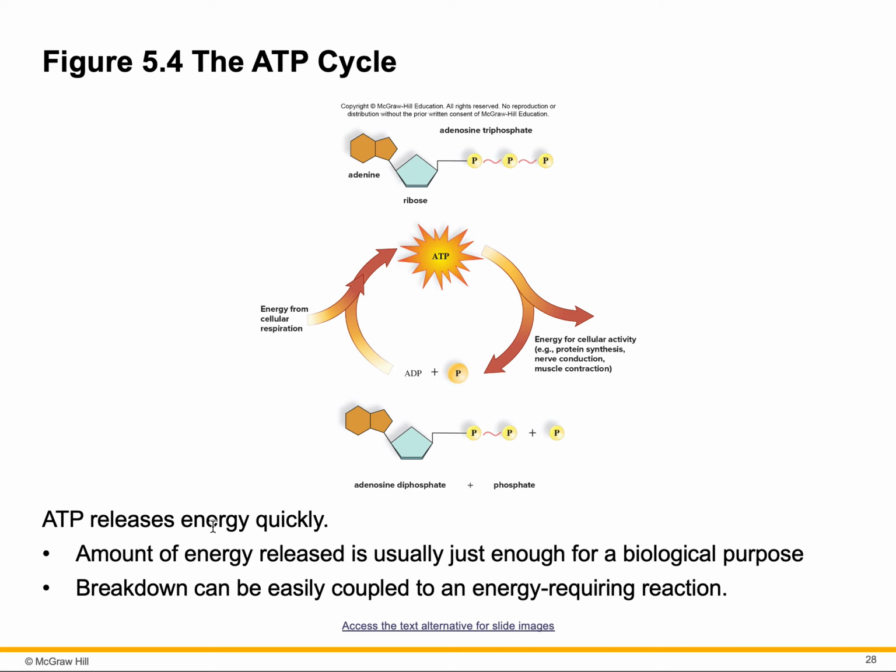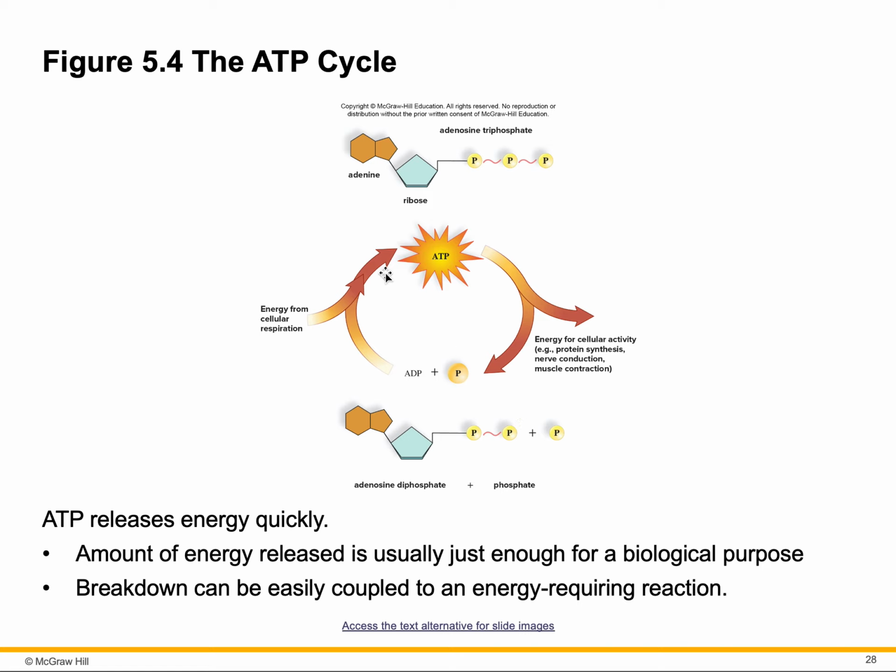So it says ATP releases energy quickly. Breakdown can be easily coupled to an energy requiring reaction. But what I really need you to know is that it comes from this last phosphate group. When that bond is broken and the phosphate is released, that's where the actual energy comes from.